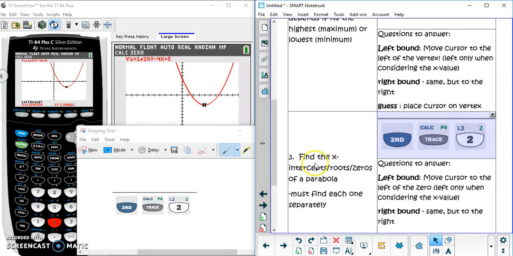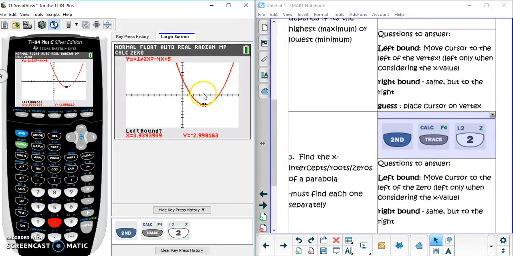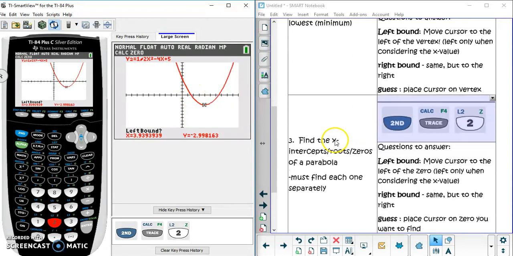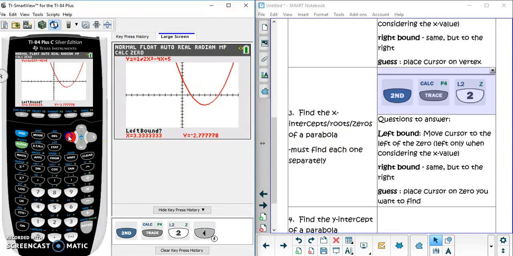So those are the buttons that you will take to get to the 0. Now, just like when we found our vertex, it's going to ask us some questions that are very similar. It wants to narrow down the search. There's so many x values on this graph, it doesn't want to search through all of them to find that one x value, or maybe 2, where the y value is 0. So just like the vertex, we're going to start our cursor on the one that we want to find.